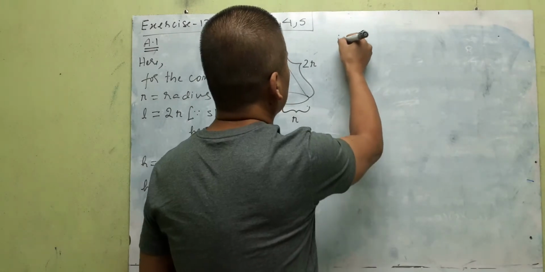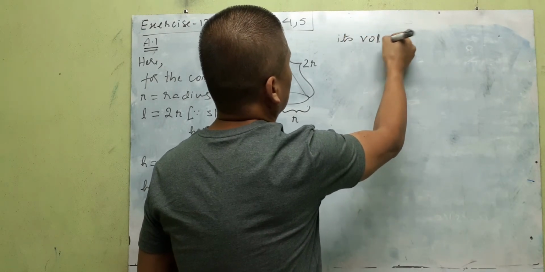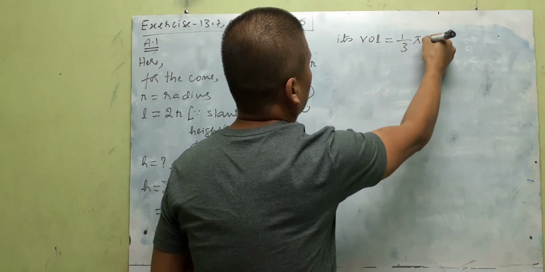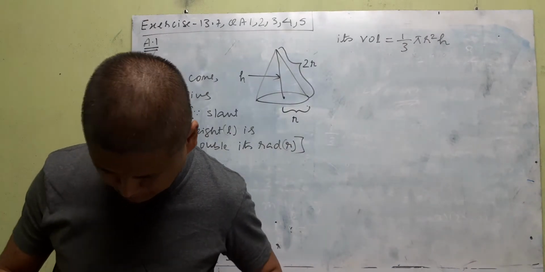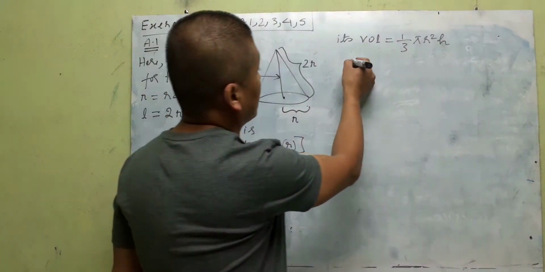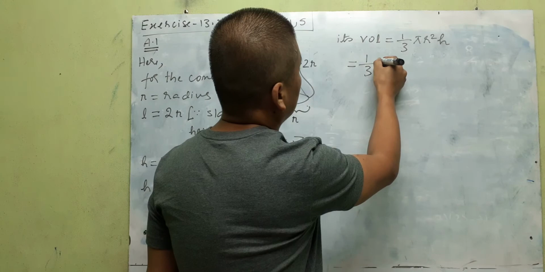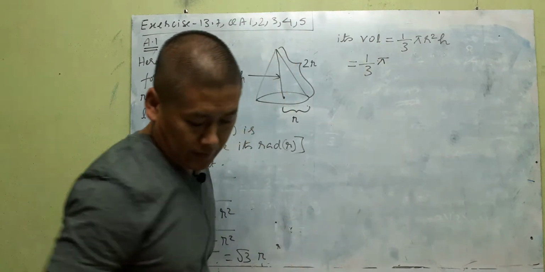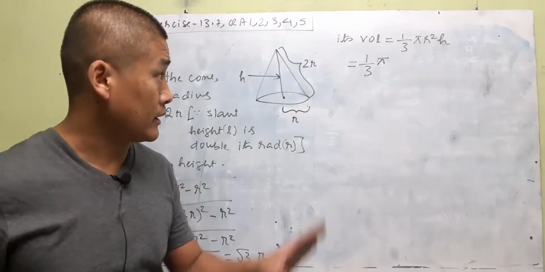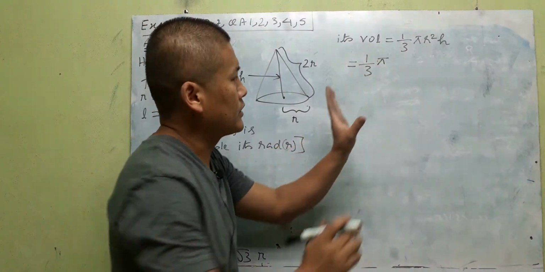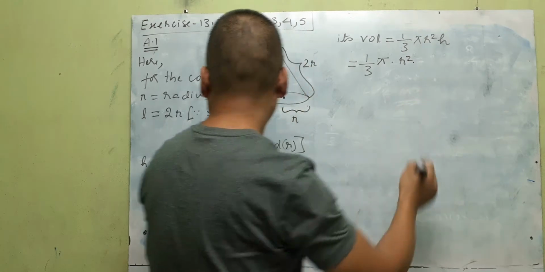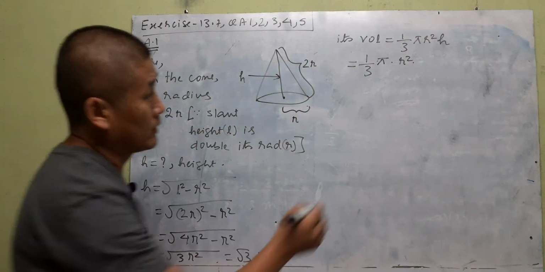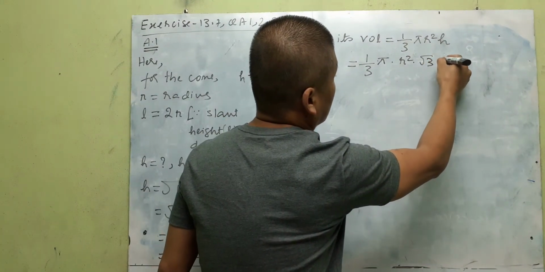We got our R here, so we can find the volume. Its volume is equal to 1 by 3 pi R square h. We know the formula, right? So let us do that. Here 1 by 3 pi is an expression in the choice answers, so let us not put pi as 22 by 7. R square is fine. h is here, root 3 into R.